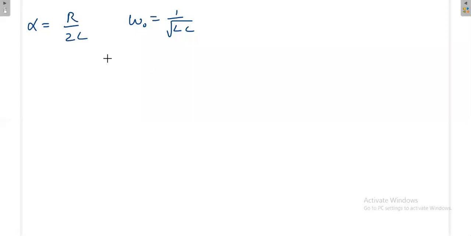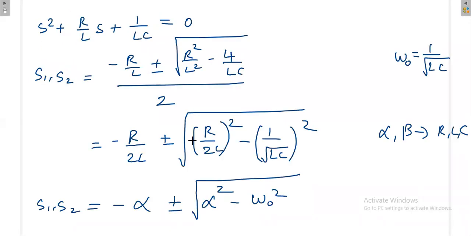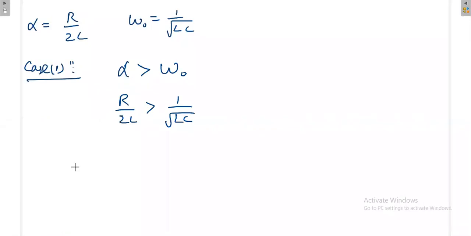So, case 1. First I am assuming alpha is greater than omega naught. Our assumption is that the RLC values are such that alpha is greater than omega naught. So once alpha is greater than omega naught, that is R by 2L is greater than 1 by square root of LC. Once it is like that, you see this equation, definitely you'll get a positive value inside the root. So what would be the value here?